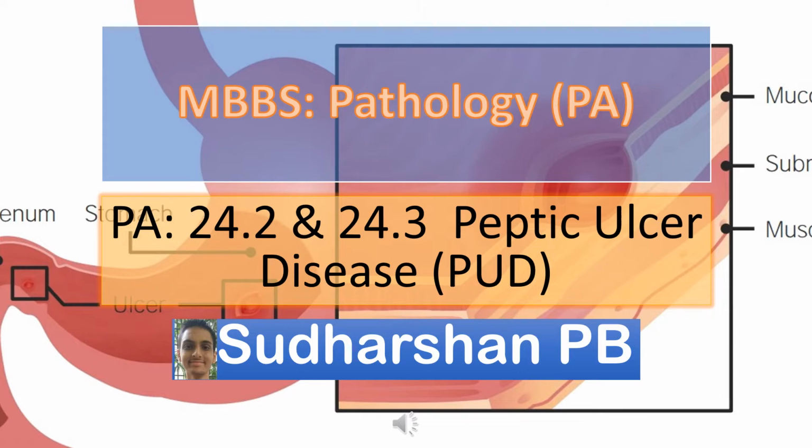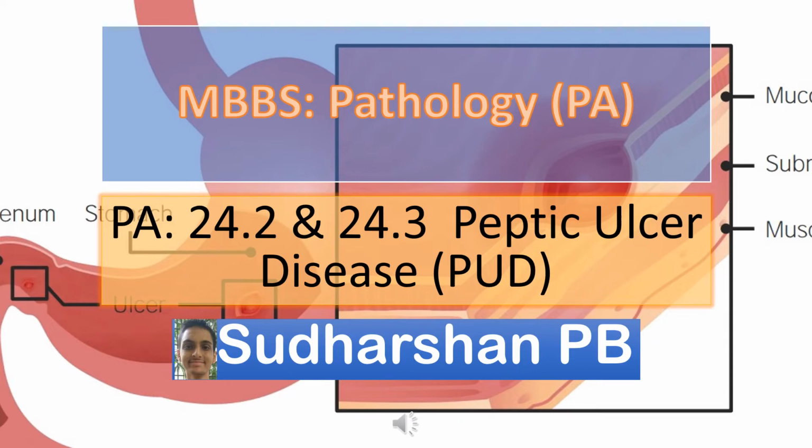There are basically two kinds of peptic ulcers: duodenal and gastric. The duodenal ulcer occurs in the first part of the duodenum. The gastric ulcer occurs in the stomach. The duodenal ulcer is more common.